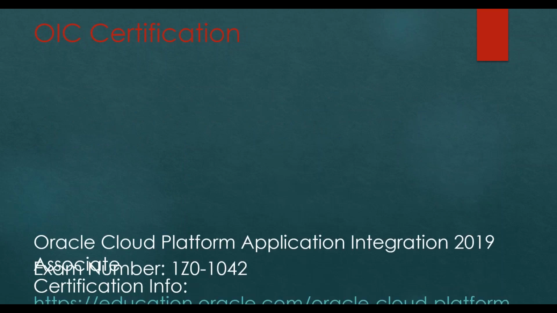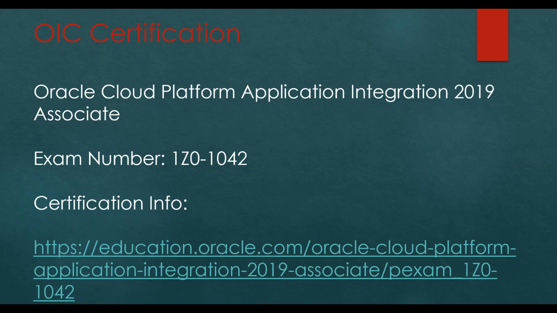Once you finish your training, you should get this certification so that you can put it in your resume and get a job very easily. The OIC certification name is Oracle Cloud Platform Application Integration 2019 Associate. The exam number is 1Z0-1042, and you can get more information from this particular link. The cost of this certification is around 10,000, something like this.